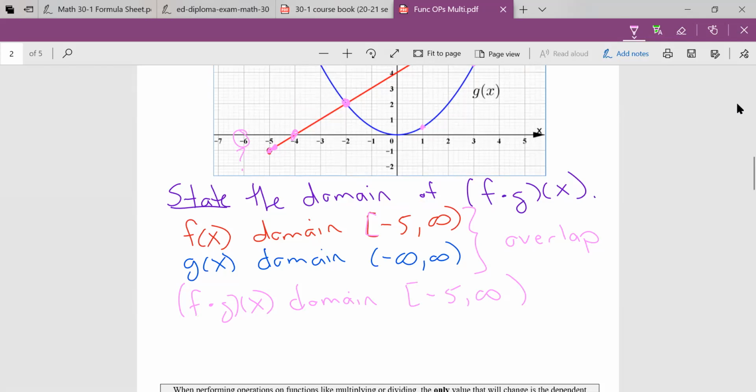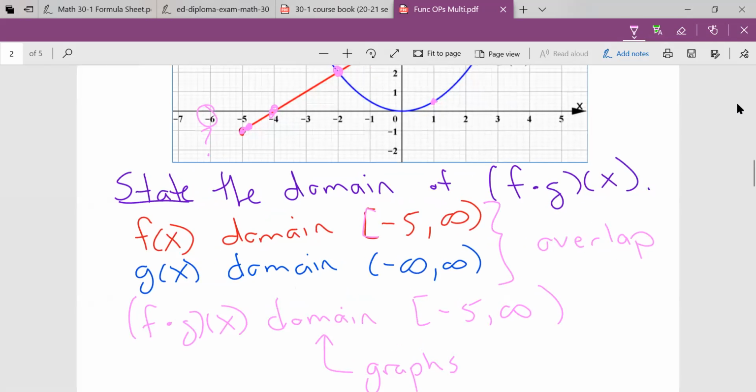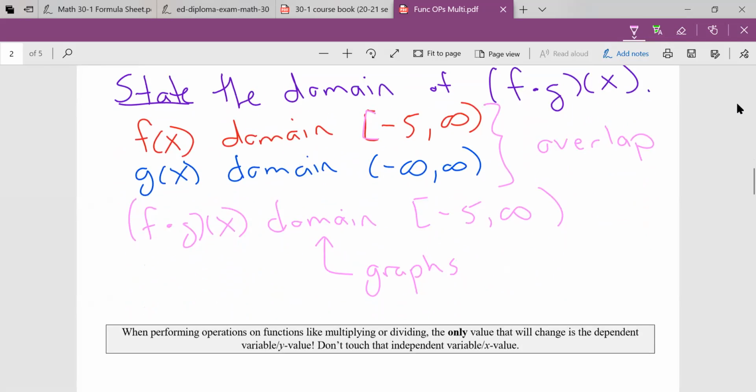Okay, so for the domain of an adding, subtracting, multiplying, or dividing operation, I need you to be able to tell me by looking at the graphs. Okay, I really need you to be able to do that. That's very important as you're going through the lessons. Okay, let's wrap this up then. The final thing I want you to remember is when performing operations like multiplying or dividing, the only value that will change is the dependent, the y value. Do not touch the x value. And the other thing I want you watching out for, watch out for division by 0.